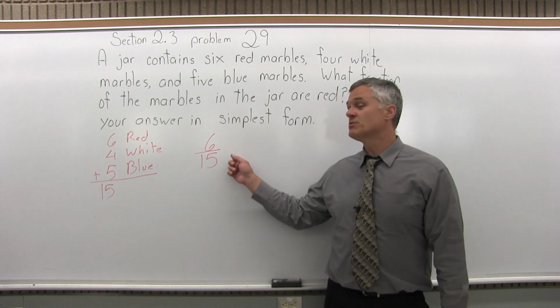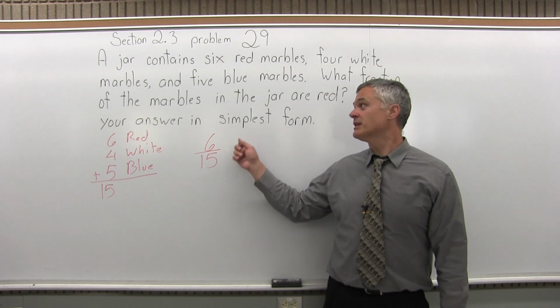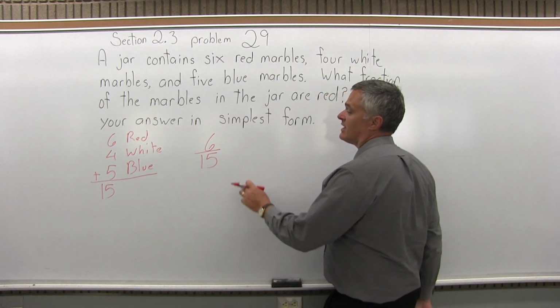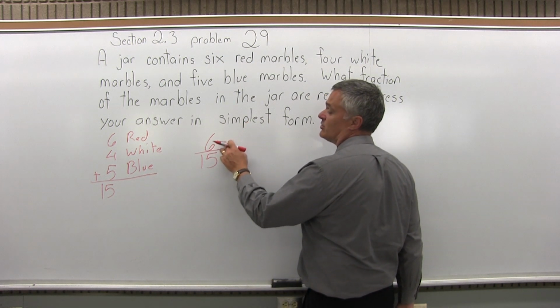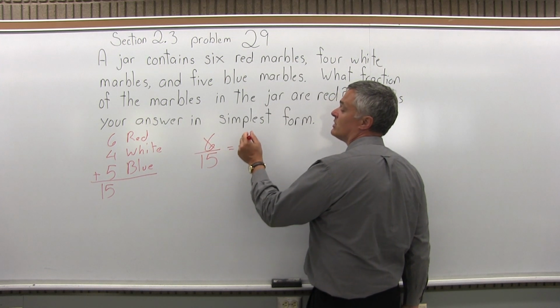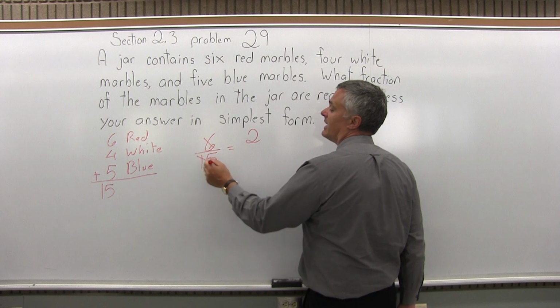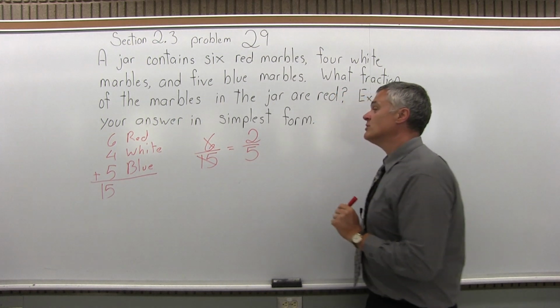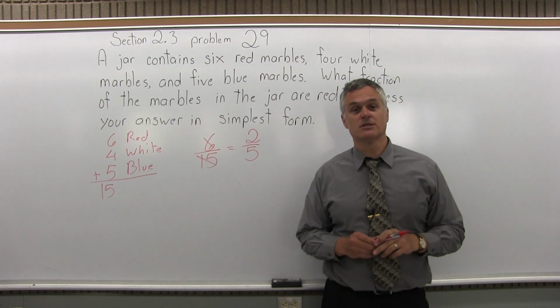Now that is the answer, but it's not in simplest form, and the last sentence does say express your answer in simplest form. So you want to find the largest number you can that divides into both the numerator and the denominator evenly, and in this case it would be 3. 3 goes into 6 twice, and 3 goes into 15 5 times. So you would say that 2/5 of the marbles in the jar are red.